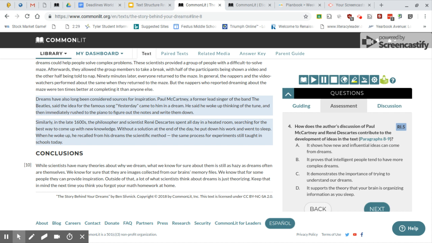Okay, so this paragraph is giving me another example of a person that got a great idea or inspiration from their dreams, and how the scientific method came about from a dream. So I have paragraph 8 telling me about how Paul McCartney got his idea for a song from a dream, and then I have paragraph 9 telling me how Rene Descartes got his idea for the scientific method from a dream. So now let's look at our options.